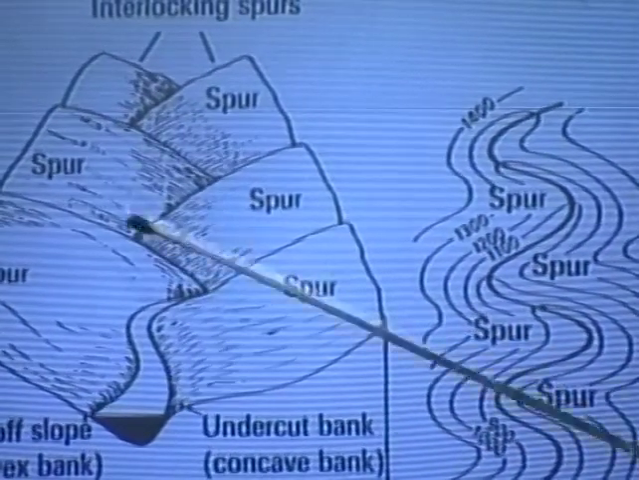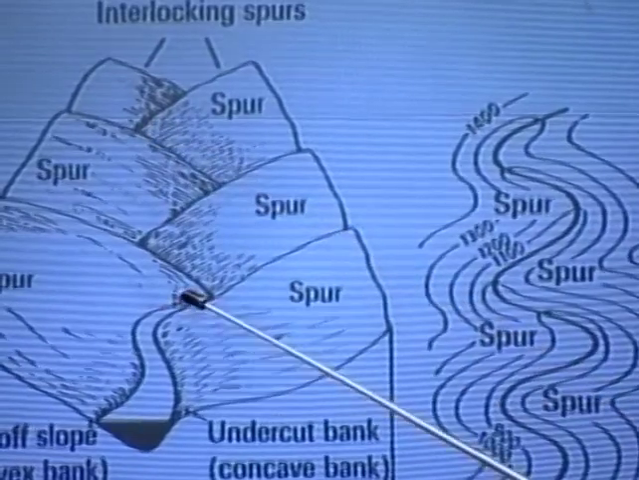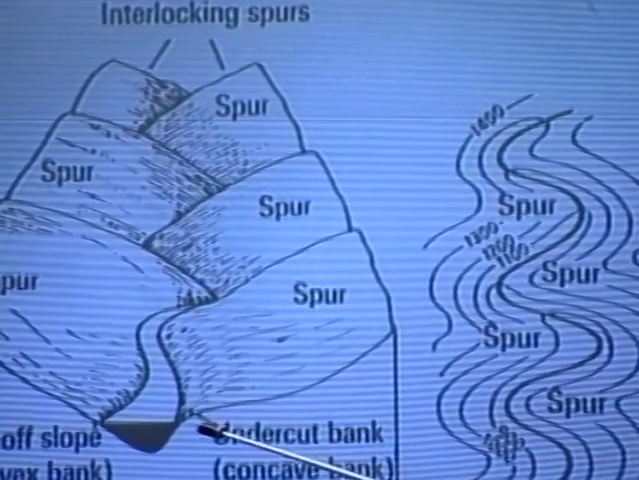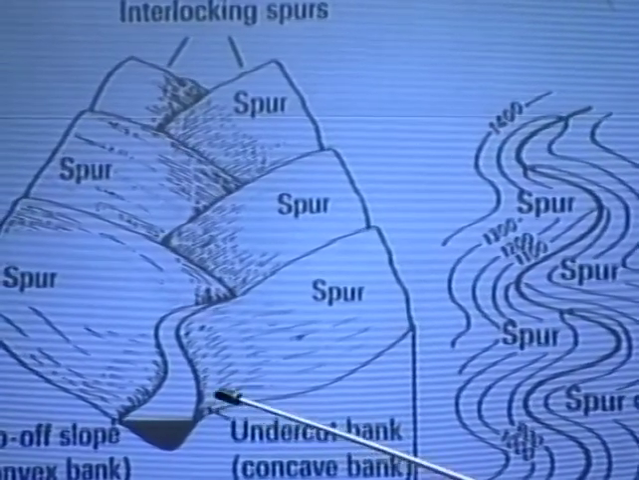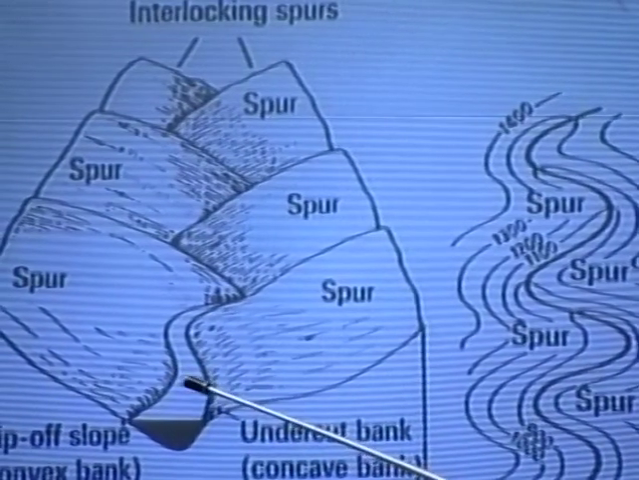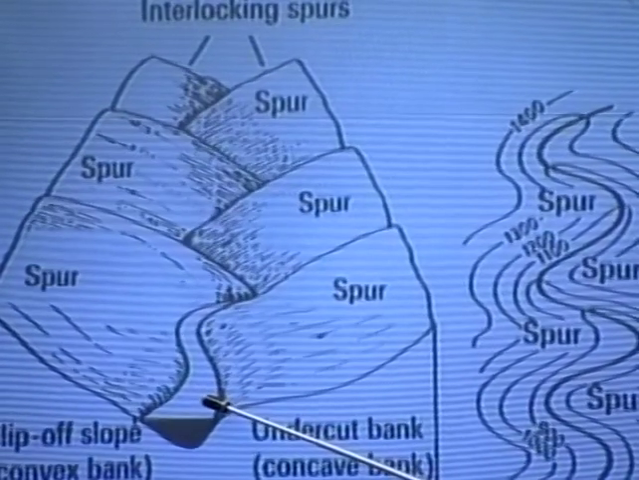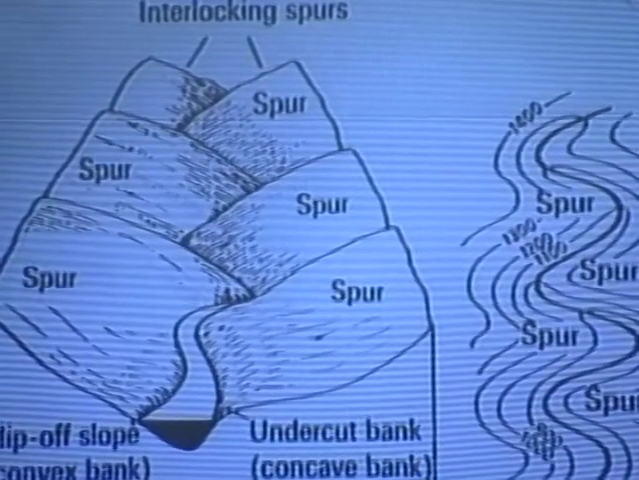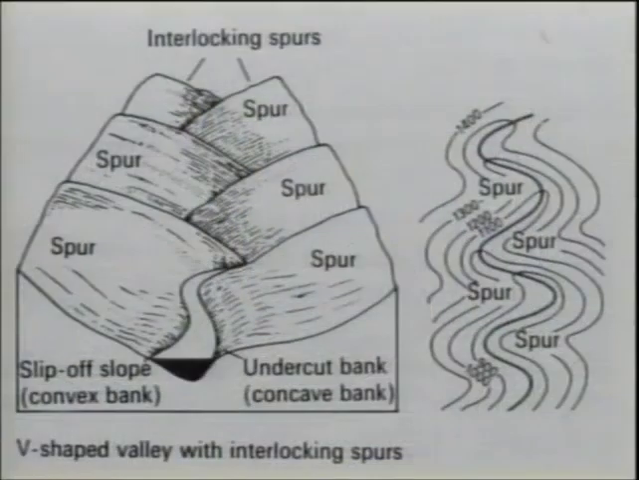Where the water hits hard on one side, you have the undercutting, which then will result in cliffs being formed. Meanwhile, on the opposite bank, no erosion, slip-off slopes are actually formed. And this is what an interlocking spur would actually look like. And they are common features in the first stage of a river valley.